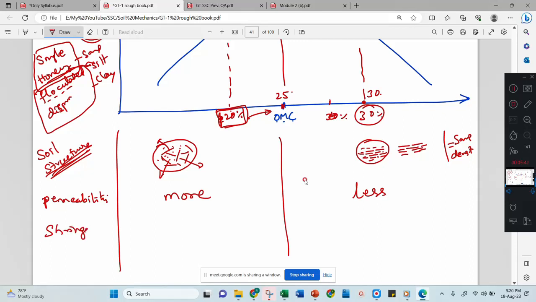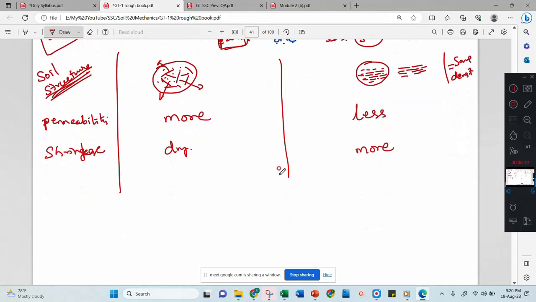Then the next one will be shrinkage. Now, can you guess? Shrinkage will be more on the dry side or the wet side? So wet side. Wet side more? Yes. Correct answer. On the wet side we will have more shrinkage than the dry side. Why? Because shrinkage property is always with respect to water percentage. Dry side means less water, therefore less shrinkage. Wet side more water, more shrinkage we can consider.